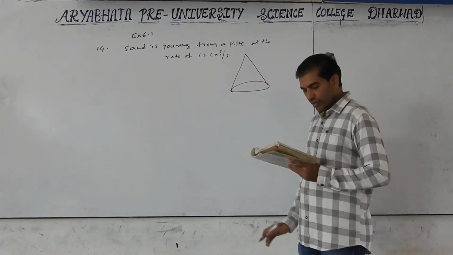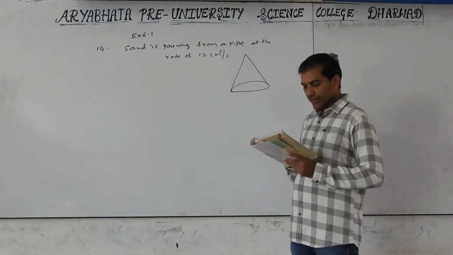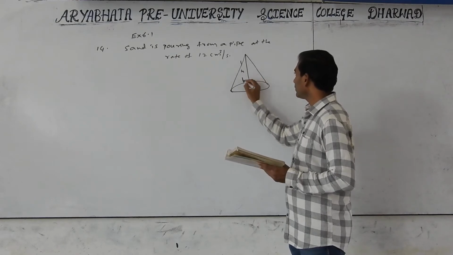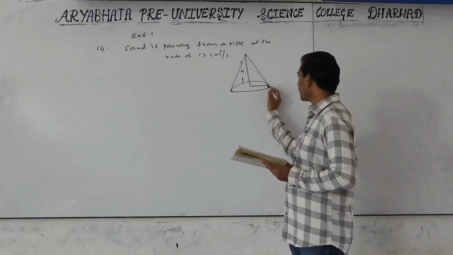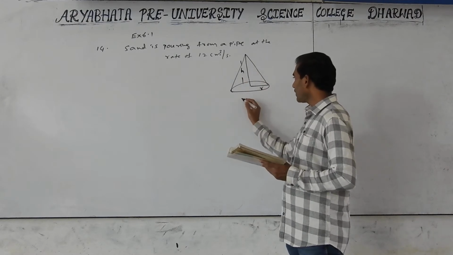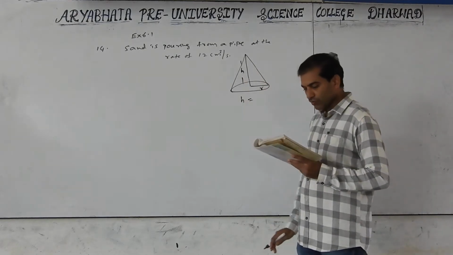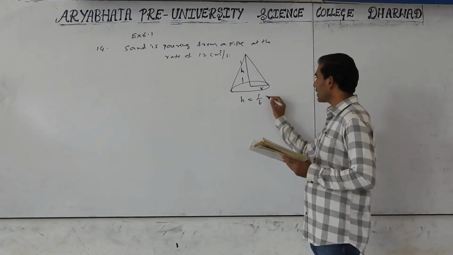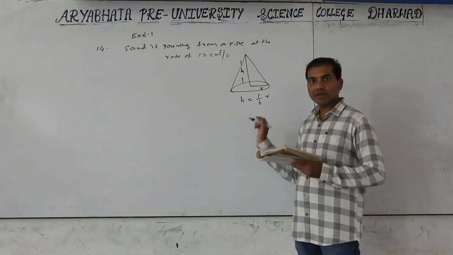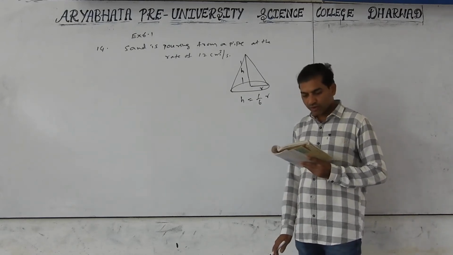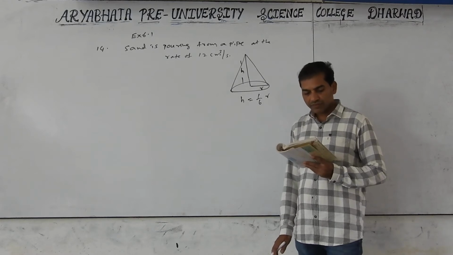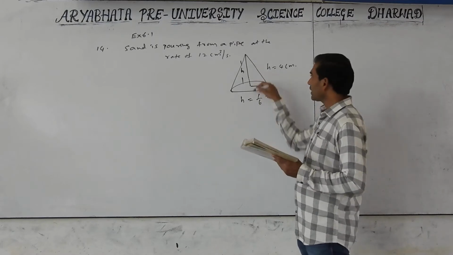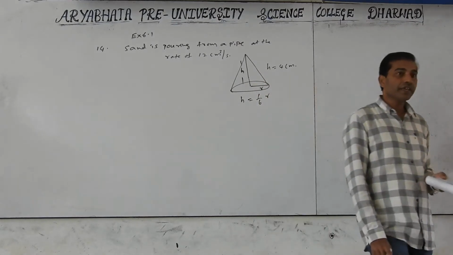Now, in such a way that the height of the cone, let height of the cone be h, and base radius of the cone be r. Height of the cone h equals 1/6 of the radius of the base. h is equal to r by 6, given. Then how fast is the height of the sand cone increasing when the height is h equal to 4 centimeter? What is the rate of height? Rate of height is dh by dt.